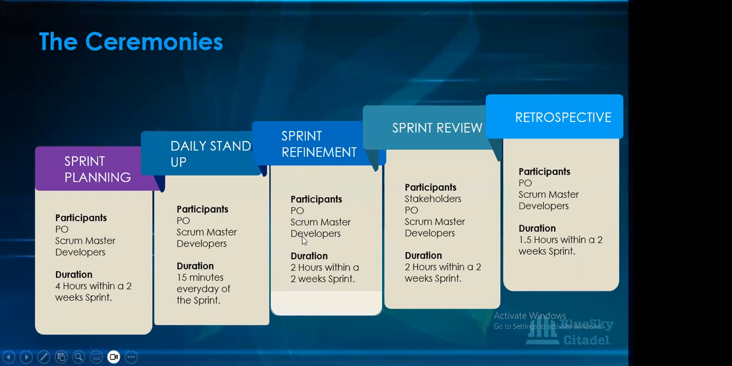For sprint refinement, it's usually 2 hours within a 2 week sprint. For sprint review, it is usually 2 hours within a 2 week sprint. And for retrospective, 1.5 hours. Some people use 2 hours within a 2 week sprint. We're just specifying a 2 week sprint because I thought it's the most common one.